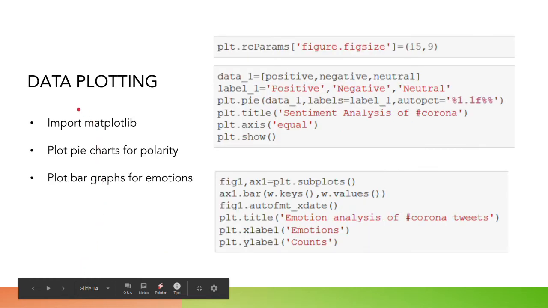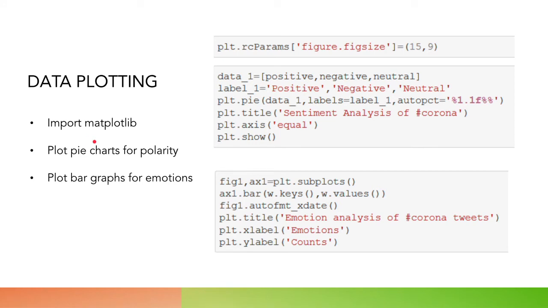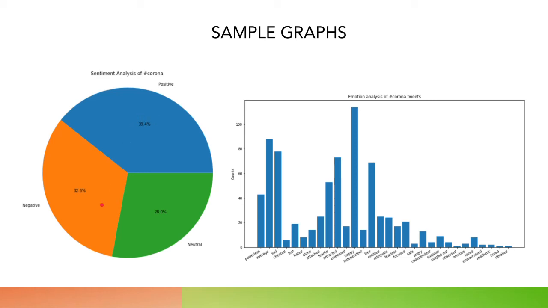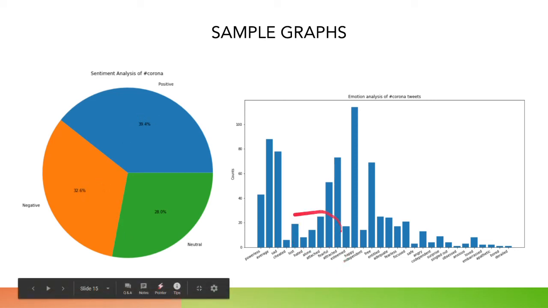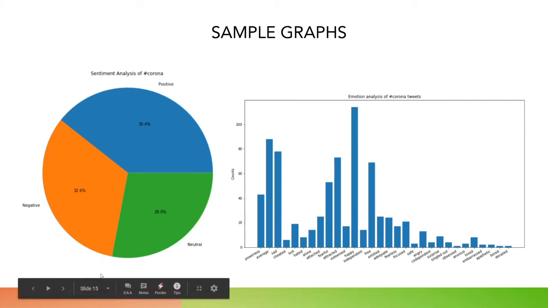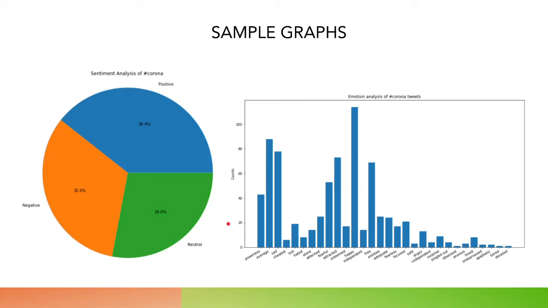The next step is to plot or visualize the data, which is done with the help of the matplotlib library. This library contains the pyplot function, which helps to visualize the data into pie charts and bar graphs. So we have the pie chart for polarity and the bar graph for emotions. As we can see, we have the percentage of the positive, negative or neutral tweets present in our pie chart and the tweet count of the emotions present in a bar graph. So this is all about the data modeling analysis. The next part, the UI, will be explained by my teammate Kunal.